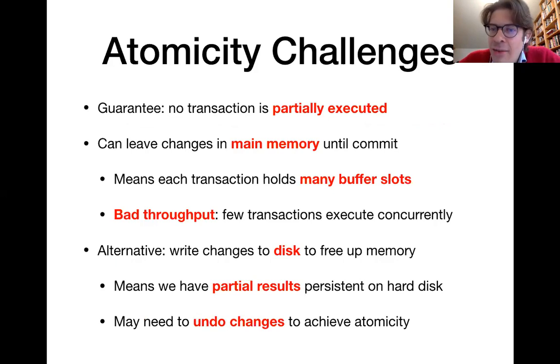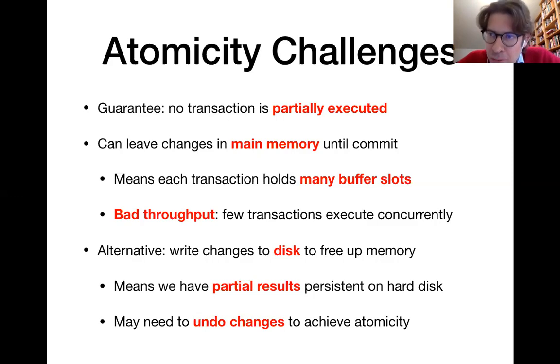And one easy way to guarantee that even during a crash would be just to leave all those changes to the data of a transaction in main memory. So we only change things in a buffer pool, and then we know if there's a crash, the buffer pool is erased. So automatically all the changes by the uncommitted transactions are erased, which is actually quite convenient. And that would be an easy way of getting atomicity.